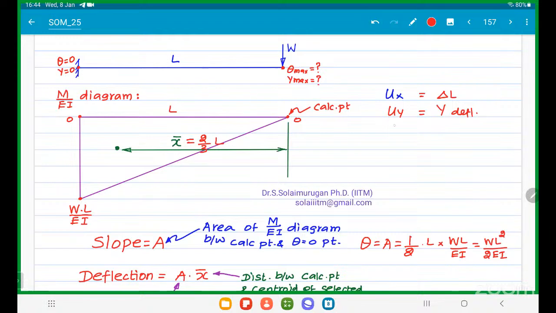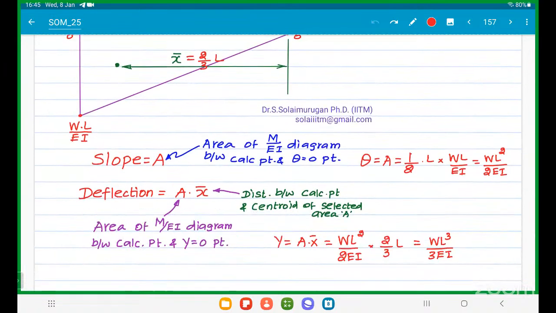Then theta z you studied, right? Rotation about the z axis. That is nothing but slope. So the fundamental terms are called ux, uy, theta z. But the commercial terms are called del L, deflection, slope. Some students think degrees of freedom will not be involved anywhere in SOM, machine design and so on. Everywhere till theory of failure, degrees of freedom is a hero.